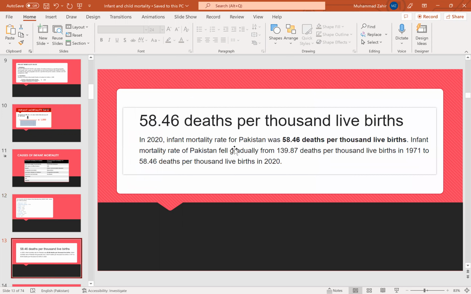The infant mortality rate for Pakistan is 58.46 deaths per 1,000 live births in 2020. In 1971 it was initially 139.87 and gradually fell. And now it is improving. By 2020, it is 58.46 deaths per 1,000 live births.